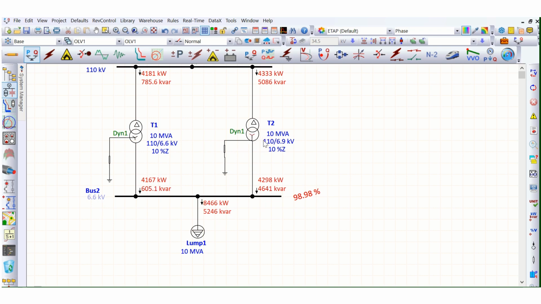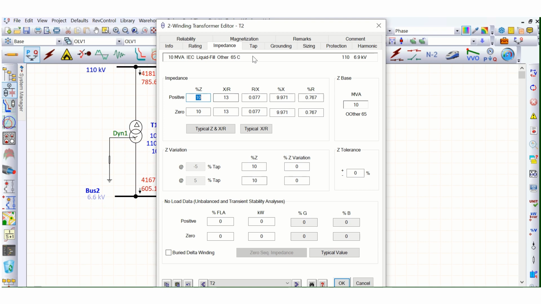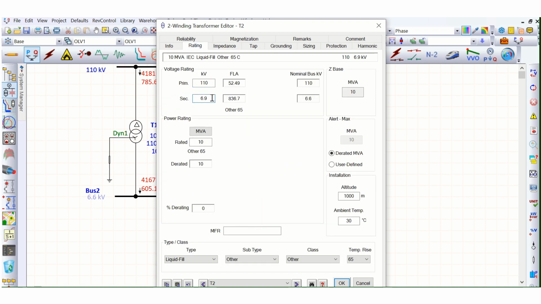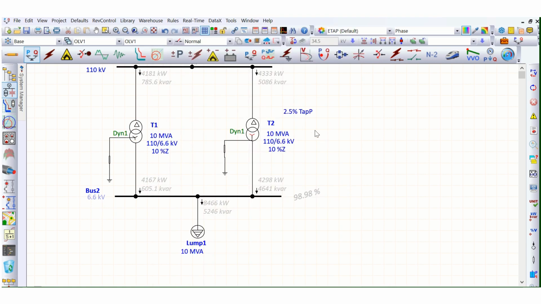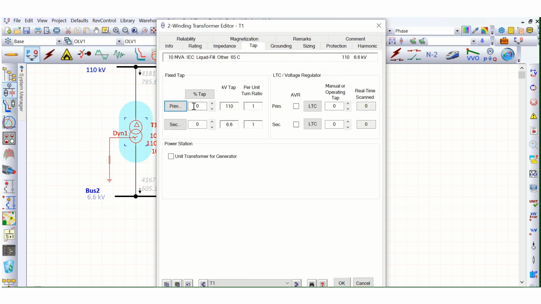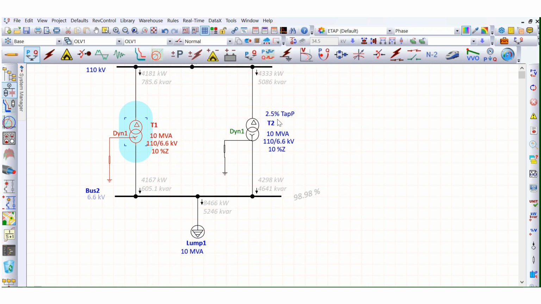Now let's go back to the voltage ratio, 6.6 kV, and we will change this tap, suppose plus 2.5%. Okay, so here this is principal tap, and here 2.5% tap. Let's run once again. Let's see what's the impact.